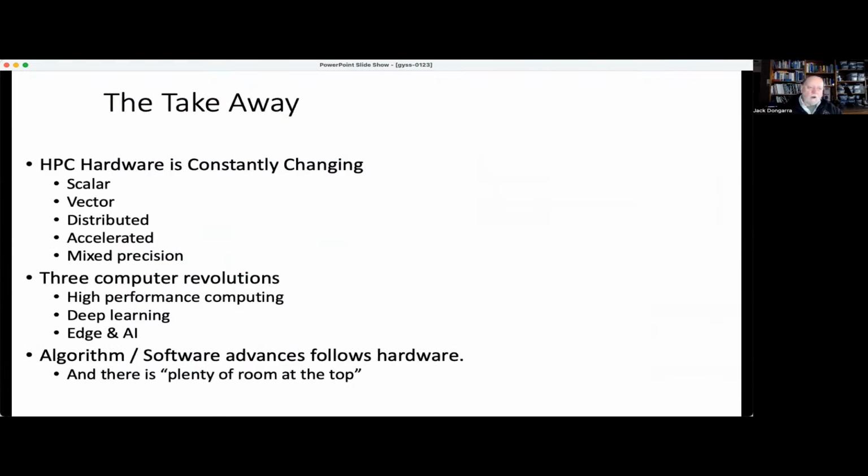So in conclusion, hardware is in a constant state of change. We go from scalar to vector to distributed computing to accelerated, and we have now mixed precision. There are these three computer revolutions that have taken place. High performance computing is one, deep learning is another, and edge computing, which I really haven't had a chance to talk about, is yet a third level. Algorithms and software are critical for all of this. And the advances that we see in the algorithms and software really follow from the hardware.